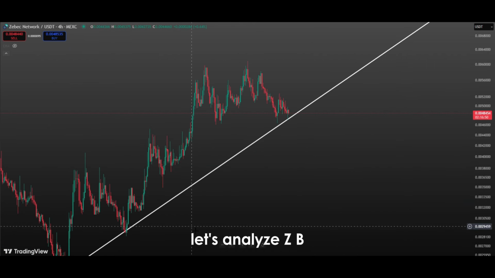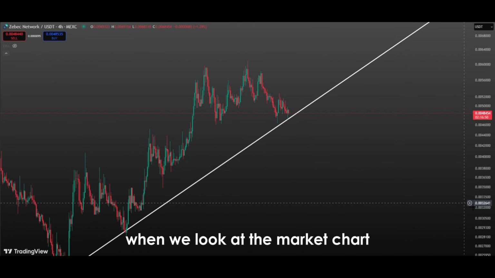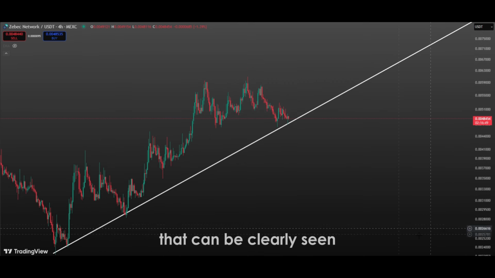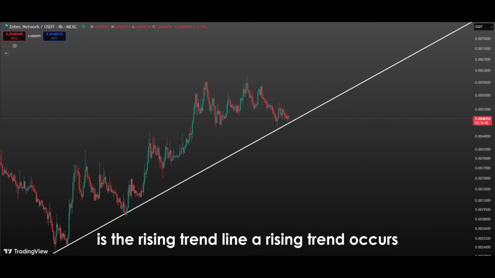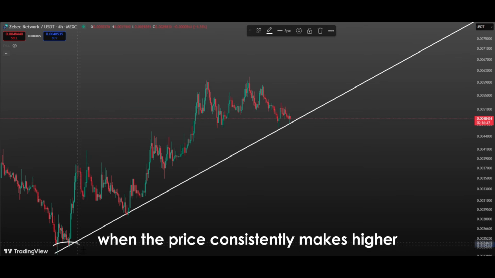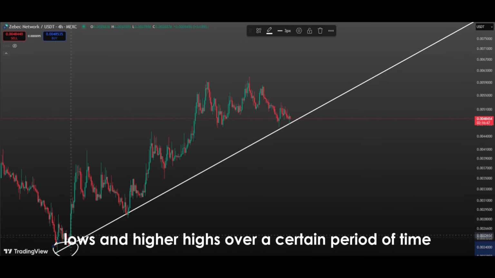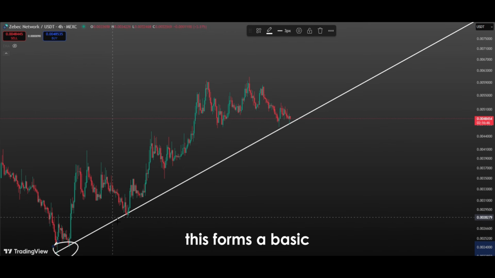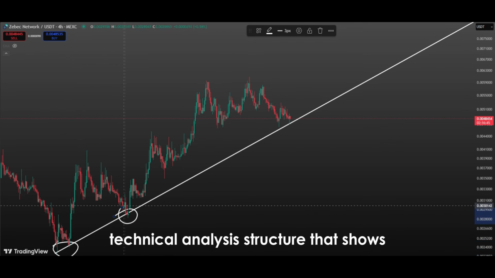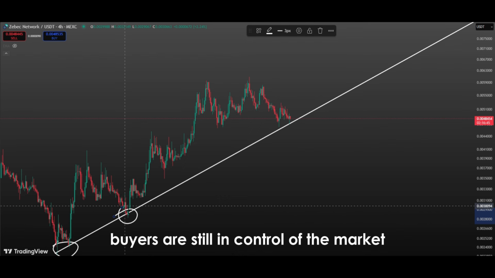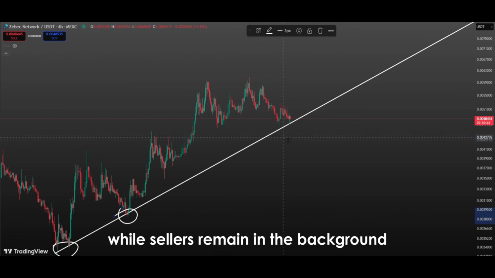But first, let's analyze Zbcn. When we look at the market chart, one of the most important structures that can be clearly seen is the rising trend line. A rising trend occurs when the price consistently makes higher lows and higher highs over a certain period of time. This forms a basic technical analysis structure that shows buyers are still in control of the market while sellers remain in the background.